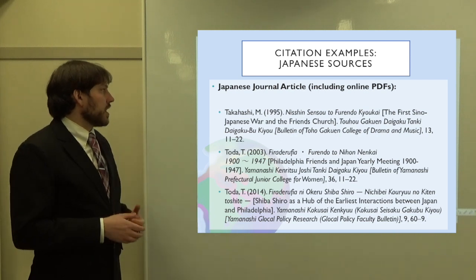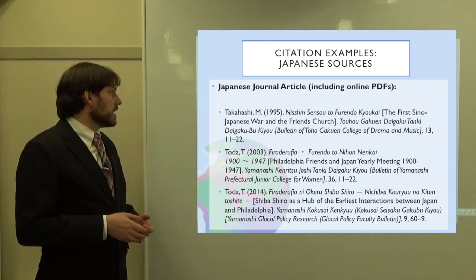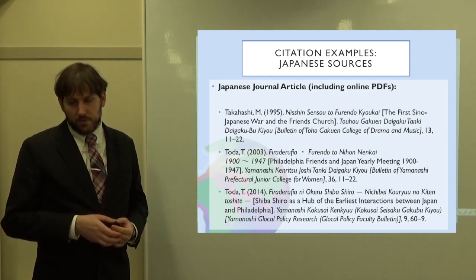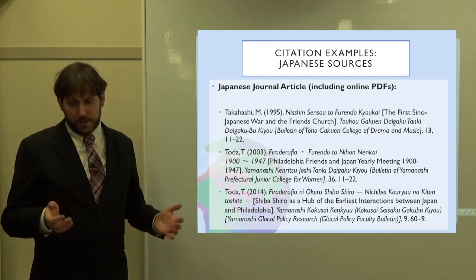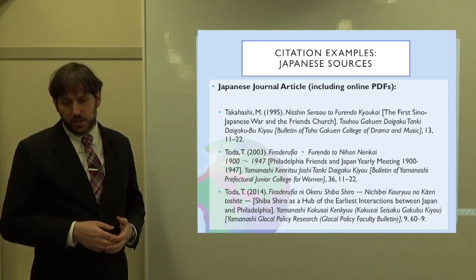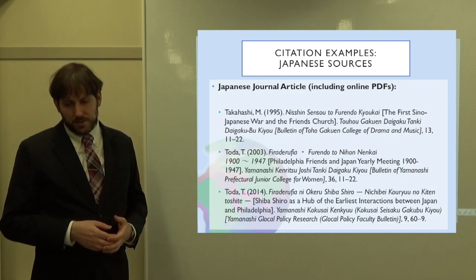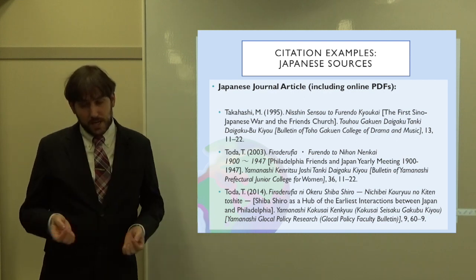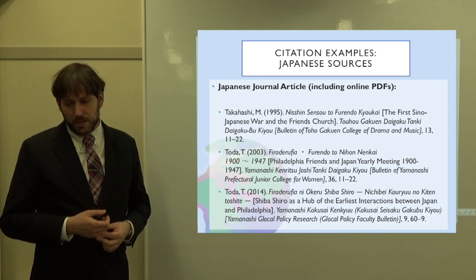This is the style for a Japanese journal article. So Takahashi M, 1995, Nishin Senso to Frendo Kyokai, the First Sino-Japanese War and the Friends Church, Toho Gakuen Daigaku Tanki Daigaku Bu Kyo, Bulletin of Toho Gakuen College of Drama and Music. Toda T, 2003, Philadelphia Frento Nihon Nenkai, 1900年 から1940年 made. And again, you need to put it in English. Philadelphia Friends in Japan Yearly Meeting, 1900 to 1947.